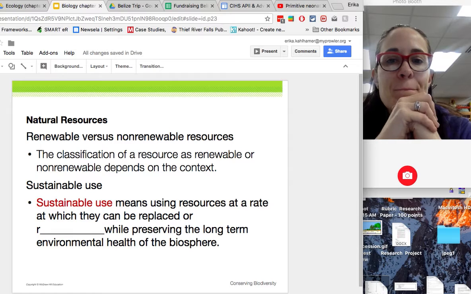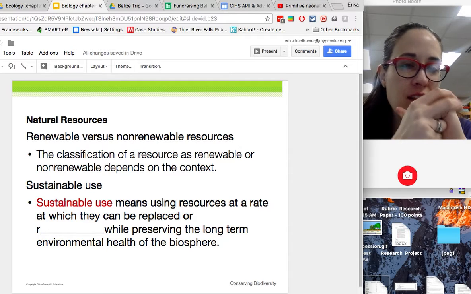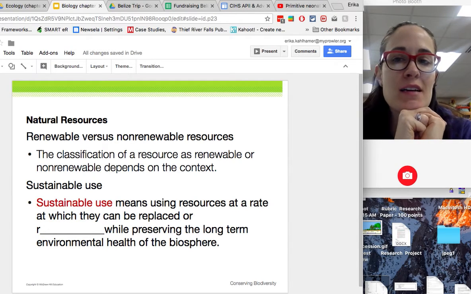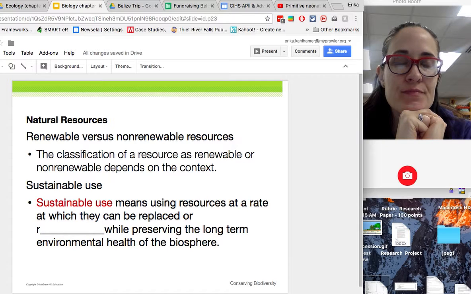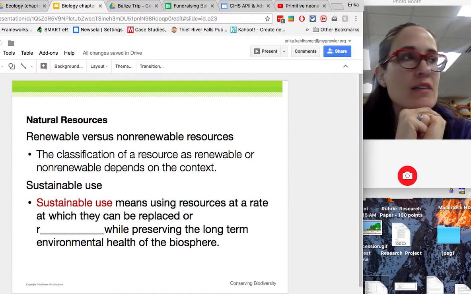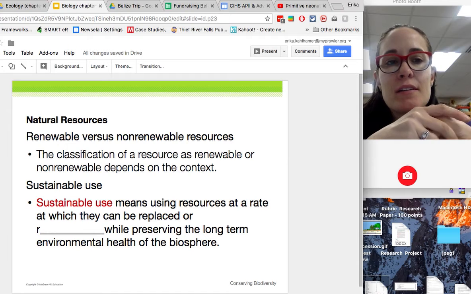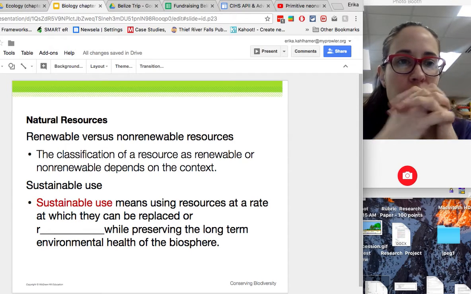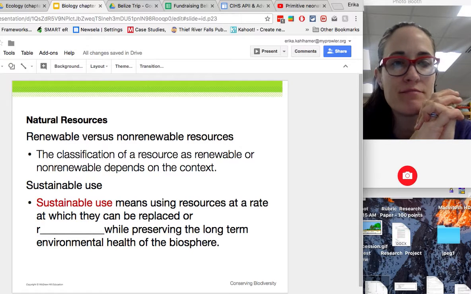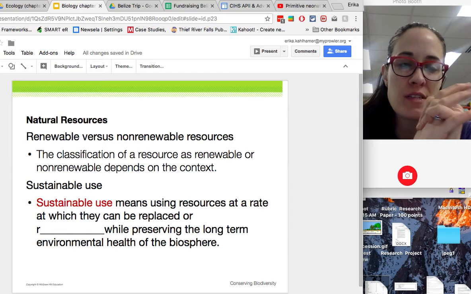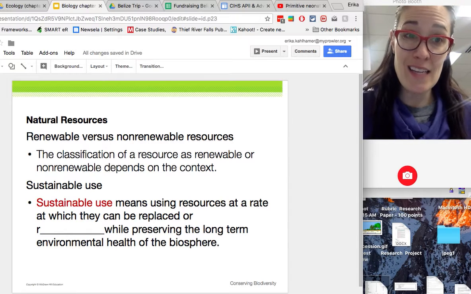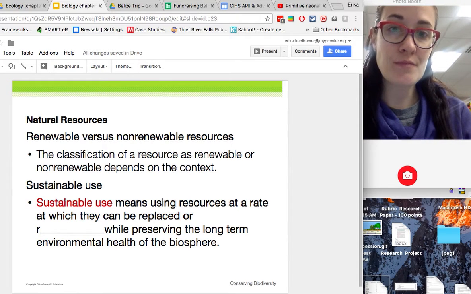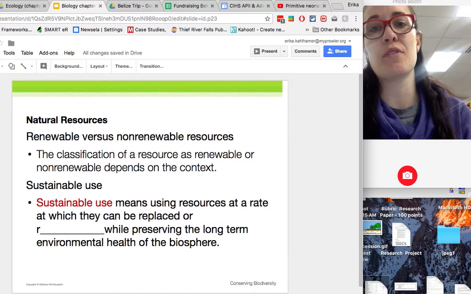So, and also the classification of those depends on the context, like the area, what's happening at the time, because for a lot of people, clean water might not be renewable if we continue to pollute it and not use it wisely. So that leads me to my next point. To wisely use resources is called sustainable use.